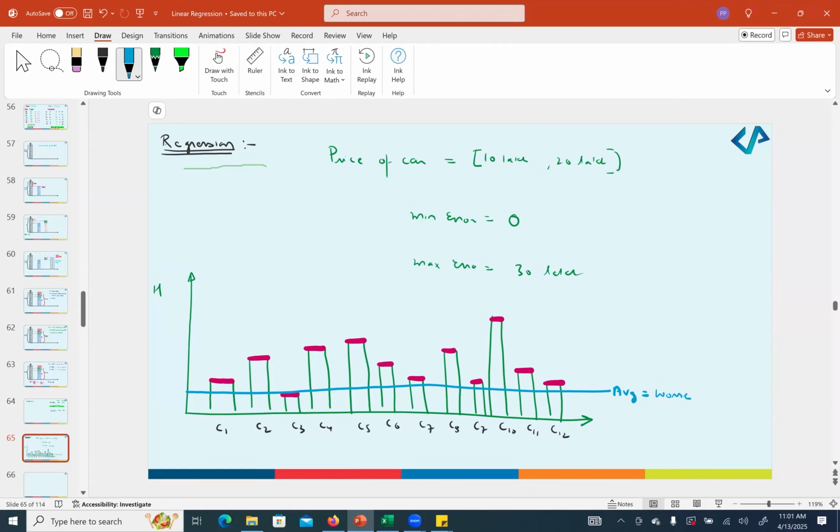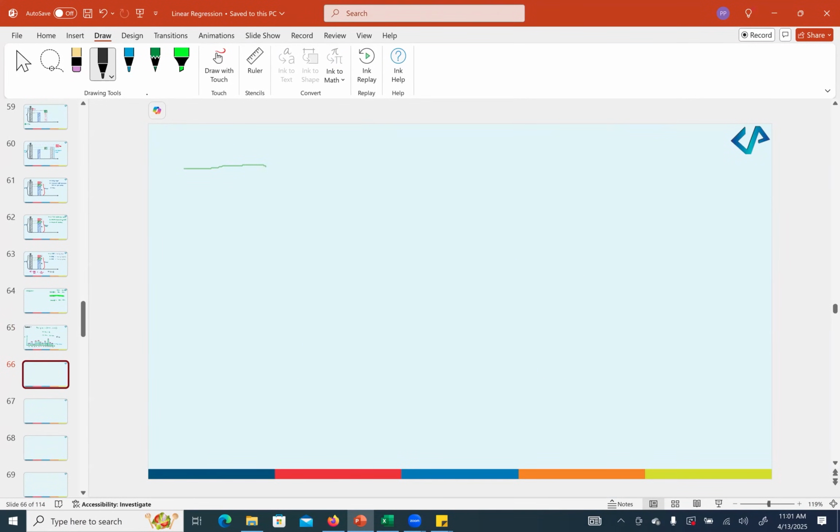Right? Because R square exactly does that. When R square is 0, that does not mean that I am predicting 0 for everyone. No. When R square is 0, it means that your model is the same as the average model, because that's the worst which can happen.